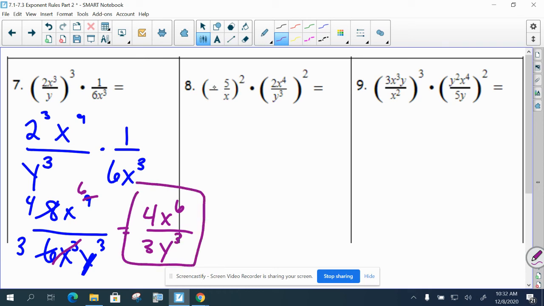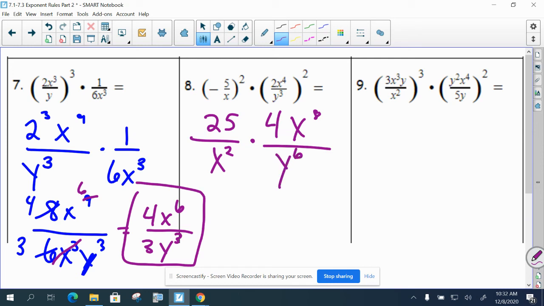For number 8, we're going to cancel this negative sign since it's being raised to the 2nd power, since it's being squared. And then 5 squared is 25 over x squared. And then here, 2 squared is 4. And then 4 times 2 is 8. 3 times 2 is 6. Okay, and then multiply across.